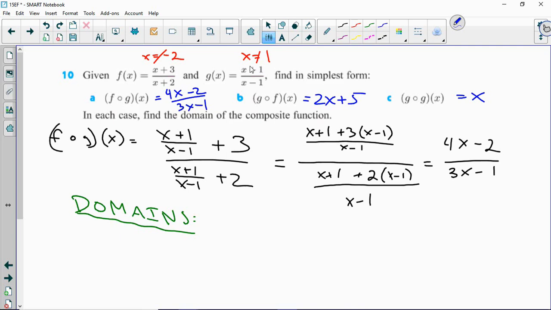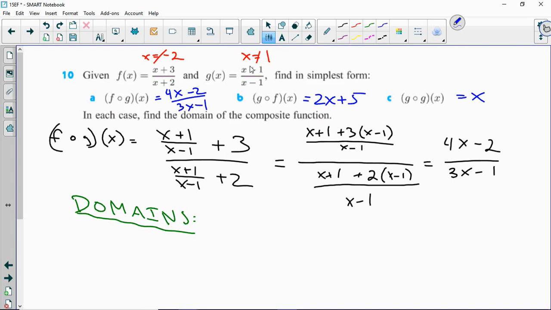Eventually we get (4x − 2)/(3x − 1). You could do similar work to work out g of f of x is 2x + 5, and g of g of x is just equal to x. So I won't show the work for those, but it's the same idea.